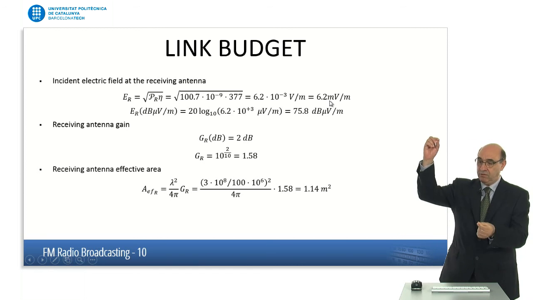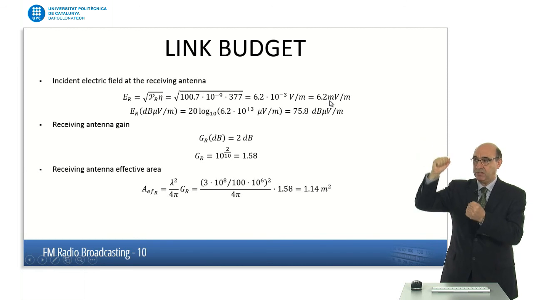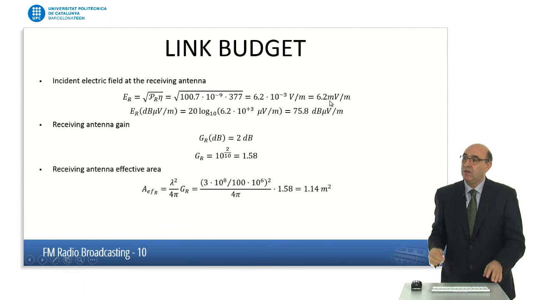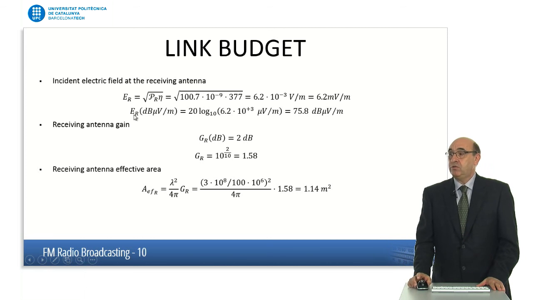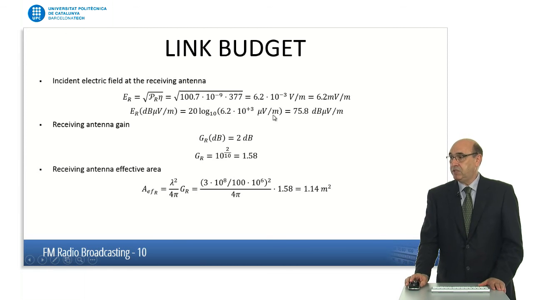That means that if you take a length of the field of 1 meter, you could extract up to 6 millivolts, which once again is a low voltage. And you could write this voltage also in dB microvolts, or this field in dB microvolts per meter.